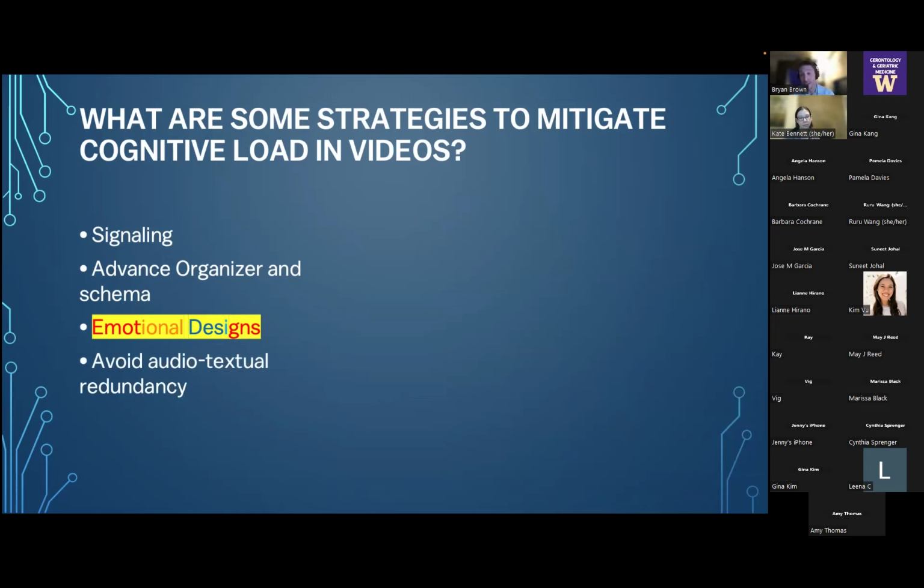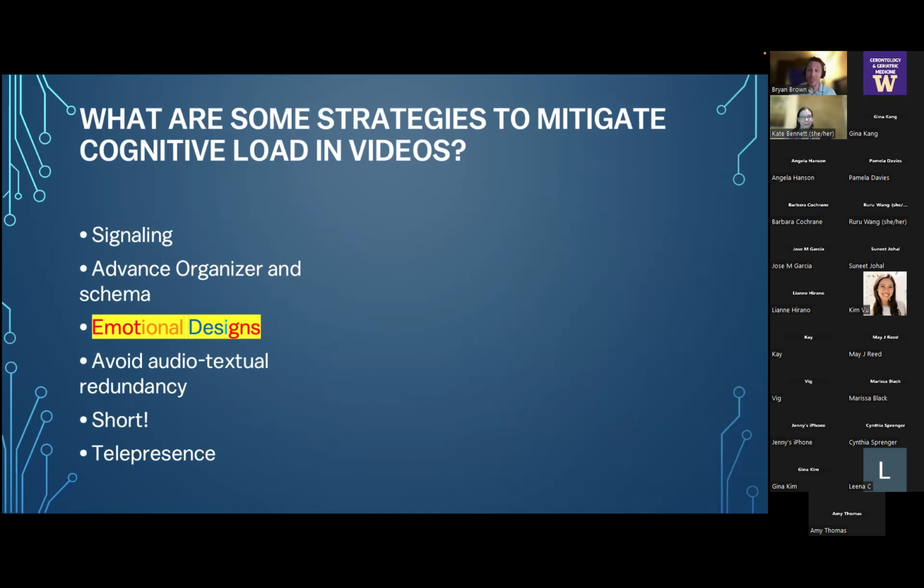Avoid audio-textual redundancy, which is something I'm not doing a great job of today. This is the idea that even though presenters, like I'm failing to a little bit, will sometimes just read off their slide, that actually isn't good for cognitive load. You actually waste cognitive load listening and reading the same stuff at the same time. So hopefully I don't do that too much. And then keeping things short, right? So if you're making a video, just don't make it too long, which is easier said than done.